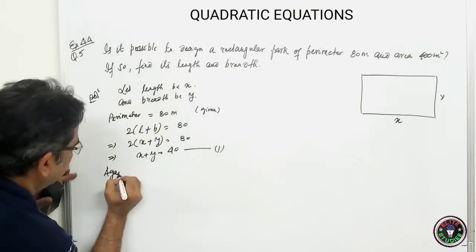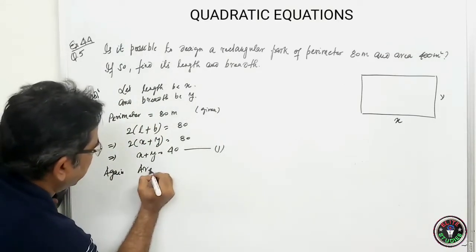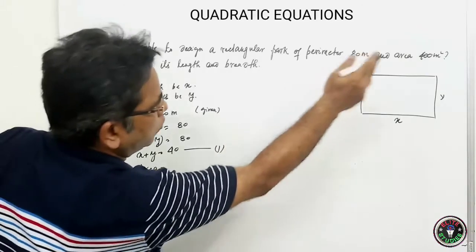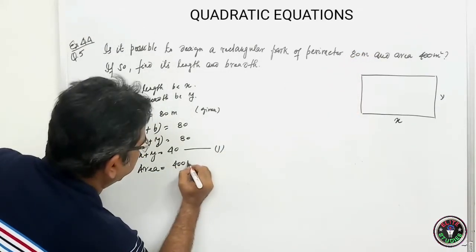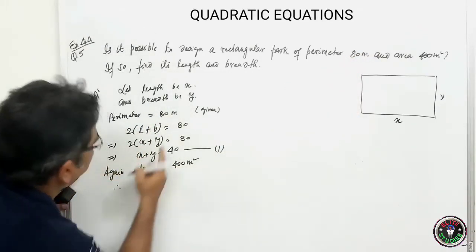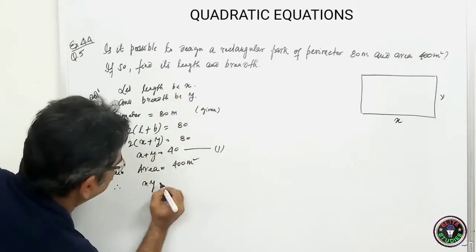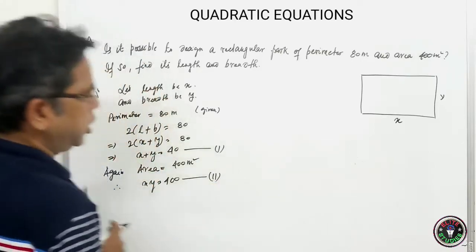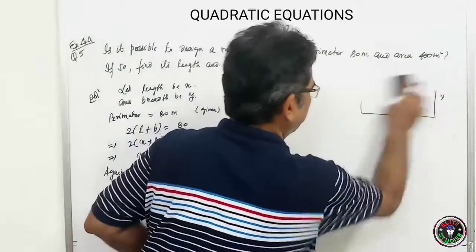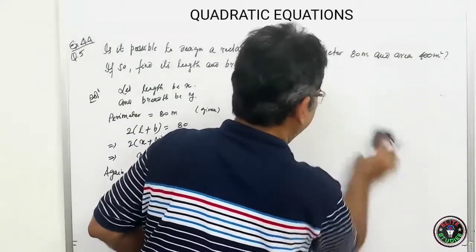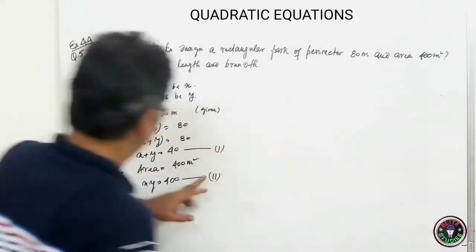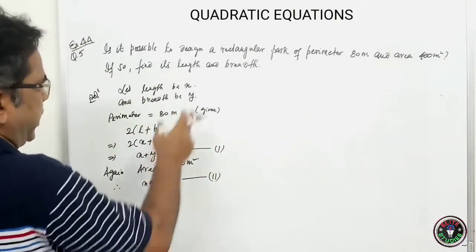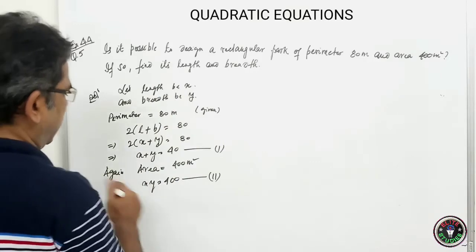Again, what is given? Area is equal to 400 meter square. So therefore area will be xy. Xy will be equal to 400. This is equation 2. So we have framed the equations. Now we have to solve 1 and 2 to see whether it is possible or not.